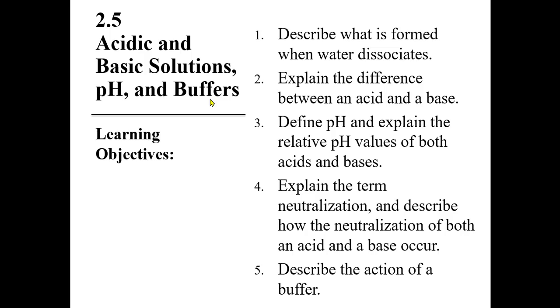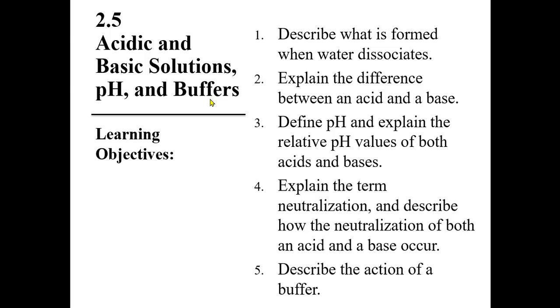Now what does it mean when people say pH? We're measuring the hydrogen ion concentration. That's what we're really measuring. So the more acidic something is, the more hydrogen ions it has. It also means that the pH will be much lower.